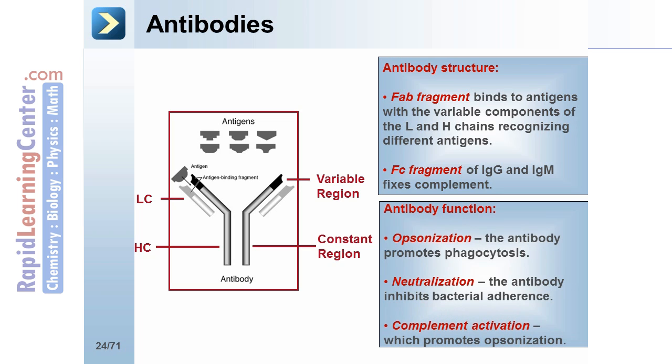There are three primary functions of antibodies: opsonization, neutralization, and complement activation. Opsonization is the process whereby the antibody promotes phagocytosis. In neutralization, the antibody inhibits bacterial adherence. And in complement activation, there is promotion of opsonization.